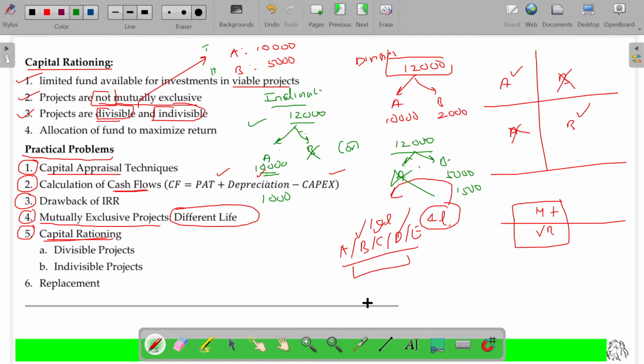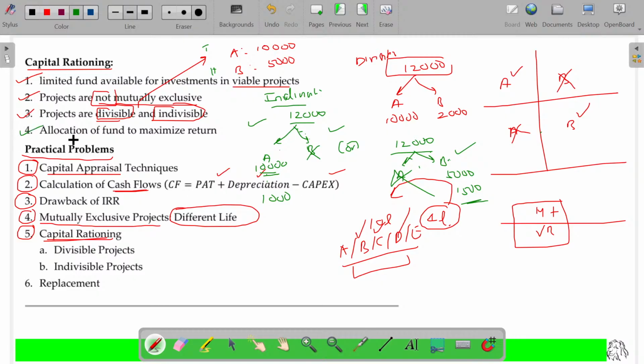Out of the available fund, both may be possible, either this one or that one. But result wise, this may be superior. So you have to go for various combinations and find out how much of your fund is used. Whether you use the full fund or a proportionate fund, no problem. How much your NPV will be is the final decision criterion here.